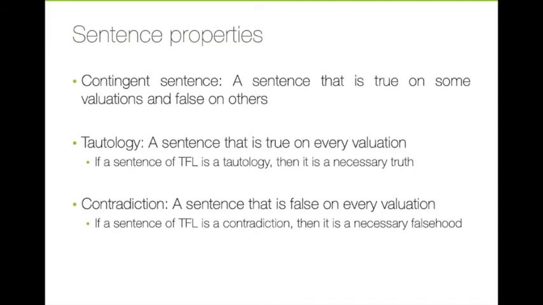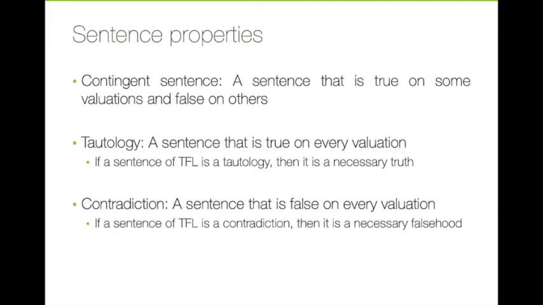So one of those concepts was the idea of contingency. We can test for contingency using a truth table because a contingent sentence will be one that's true on some valuations and false on others. So in some rows of the truth table it will be true, and in some rows it will be false. And that tells you that depending on the circumstances, that sentence may be true or false.